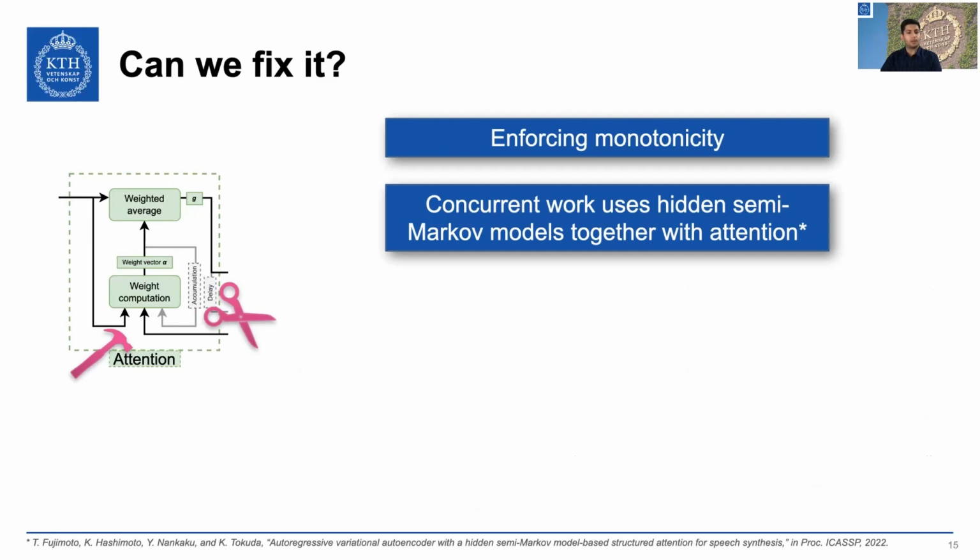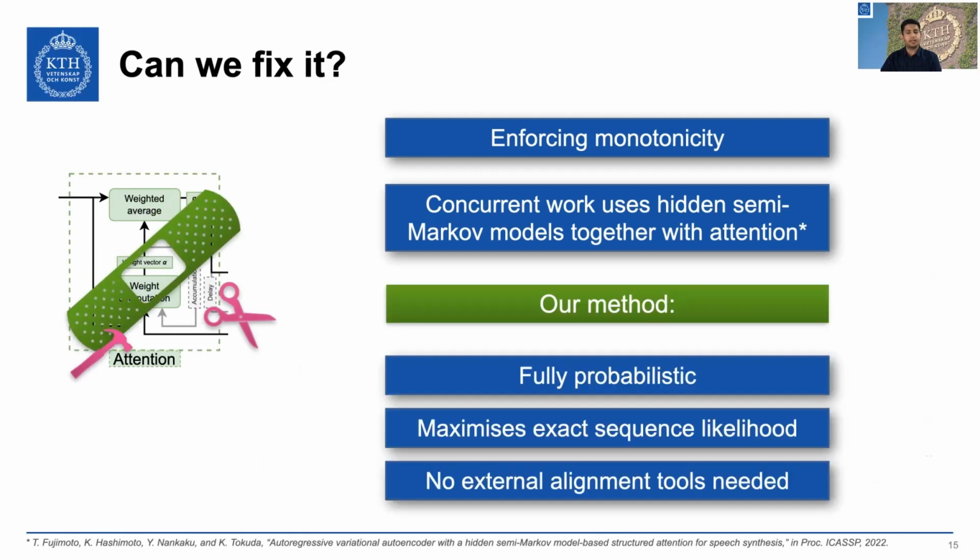One of them from Nagoya Institute of Technology uses hidden semi-Markov models together with standard attention in a VAE and is included in the same session as ours. Our method, however, instead replaces neural attention completely. This is nice because then it is fully probabilistic and can maximize the exact sequence likelihood without approximation, and also does not need any external alignment tools for training.